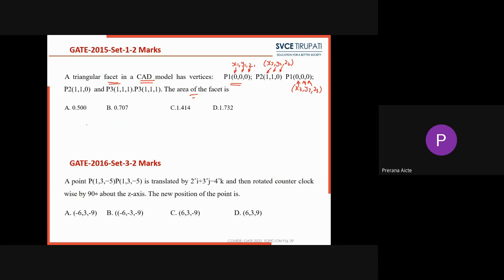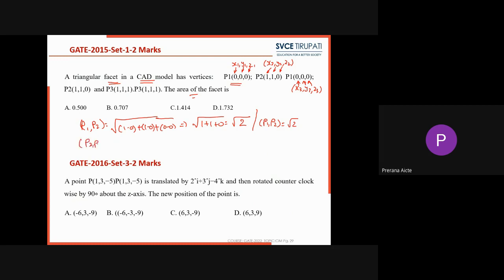How do we find the area? First of all, we consider two points, P1 and P2. The distance equals the root of (1 minus 0) squared plus (1 minus 0) squared plus (0 minus 0) squared, that equals the root of 1 plus 1 plus 0, that equals root of 2. So P1P2 is equal to root of 2.